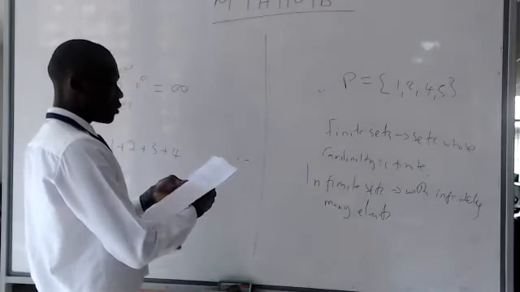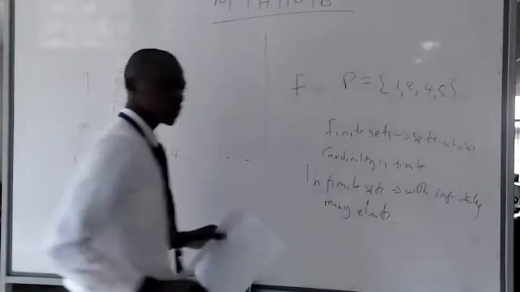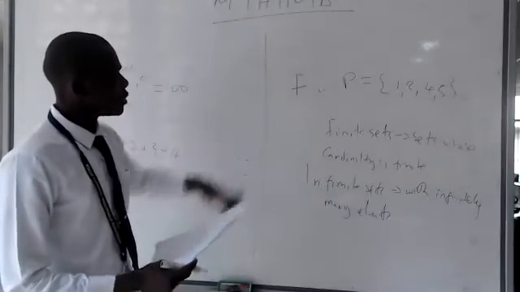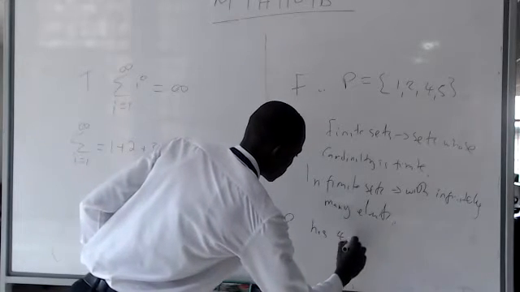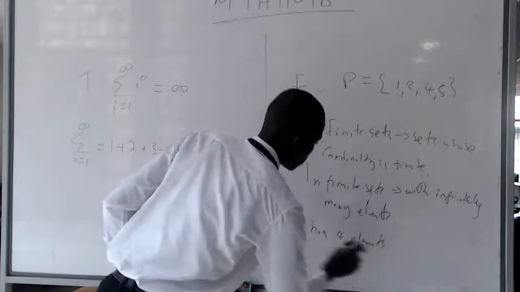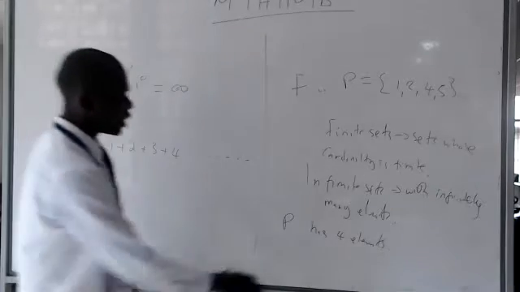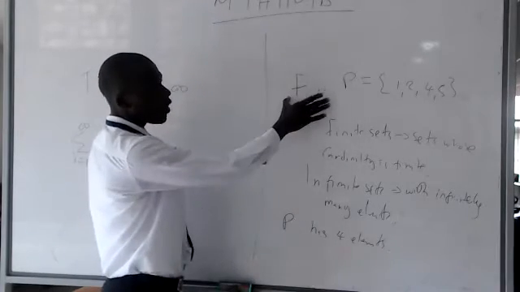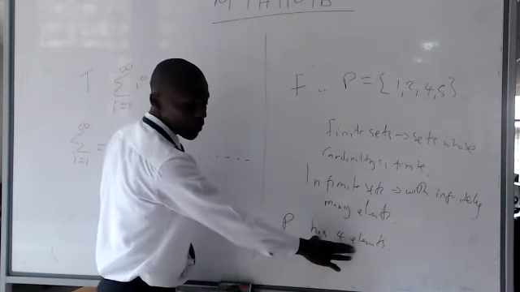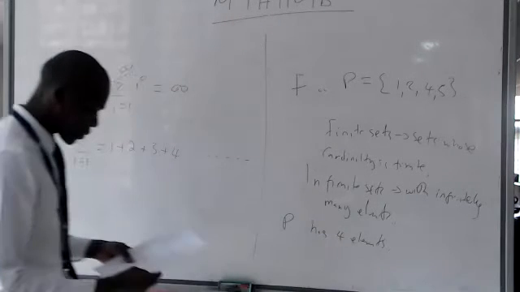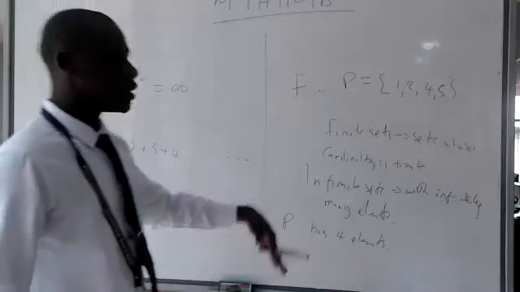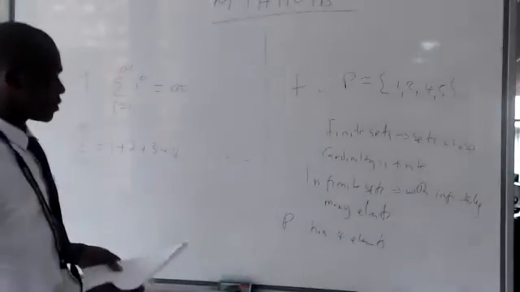So which means the statement is false. The statement is false because P has 4 elements, and 4 is a finite number. So this will be the justification. Statement is false because the set P has 4 elements, and 4 is a finite number. Can you also say because the cardinality is finite instead of stating the number of elements? Yes, you can also just say the cardinality is finite. That suffices. That's enough.